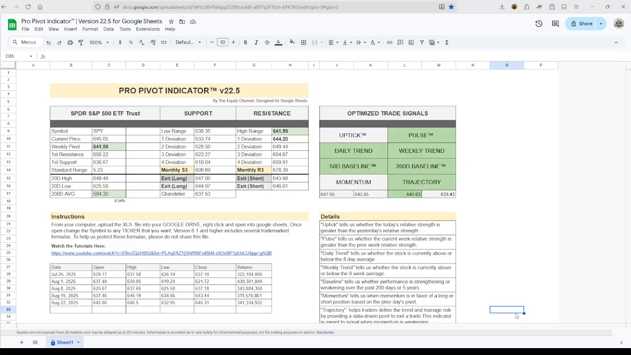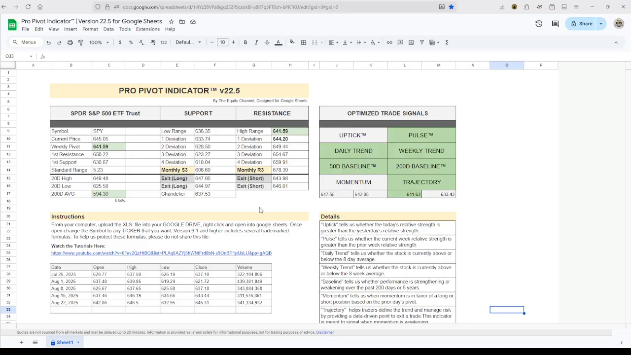For those that are new to the Pro Pivot Indicator, we're going to start with everything that you see here in the first video. The second video, we're going to talk about everything that you see here. Third, we're going to talk about everything that you see here. And then we're going to make a few more videos following this point in order to really just talk about utilization.